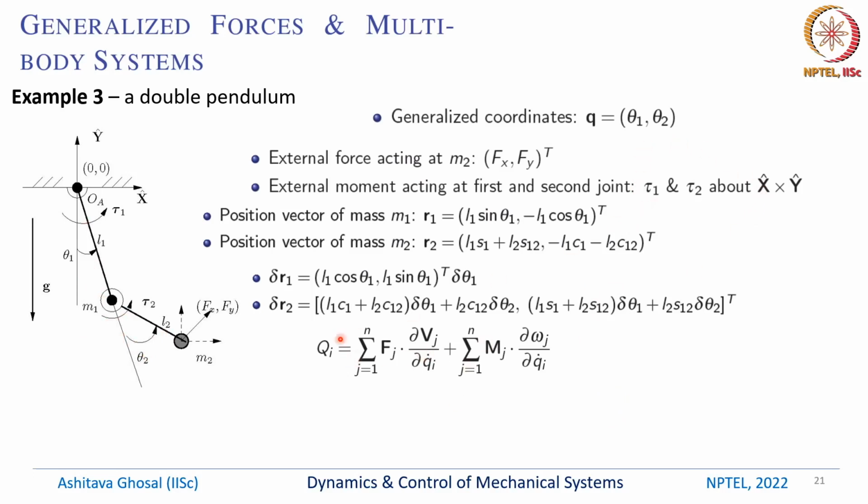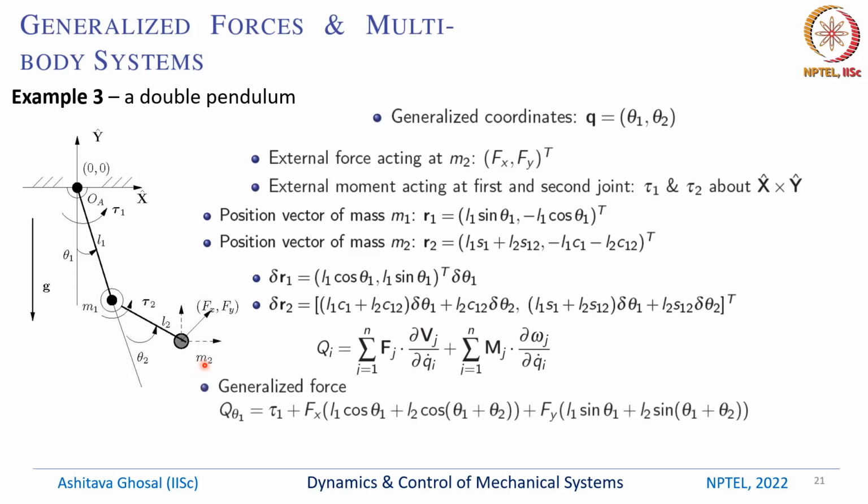So remember, τ1 is along the z-axis and the angular velocities are along the z-axis, and the derivatives of that will be just the z-axis. Okay. So hence, the generalized force for θ1 can be obtained as τ1 plus fx into L1 cos θ1 plus L2 into cos of θ1 plus θ2, plus fy into L1 sin θ1 plus L2 into sin of θ1 plus θ2. We just expand this.